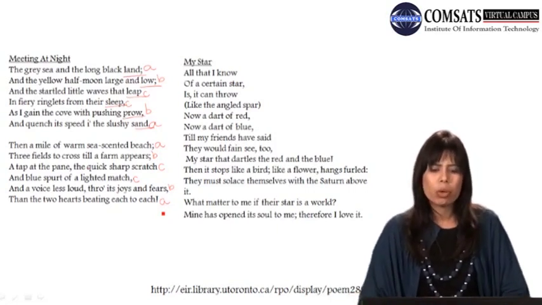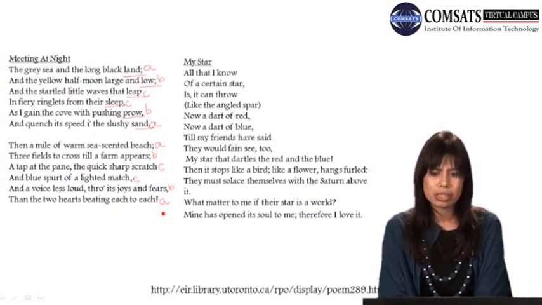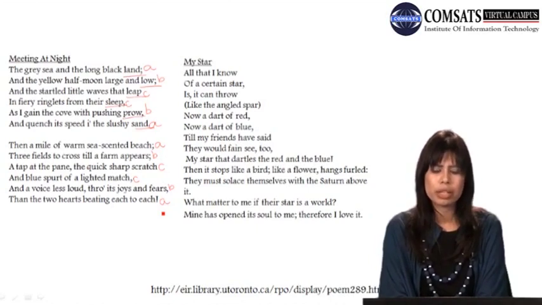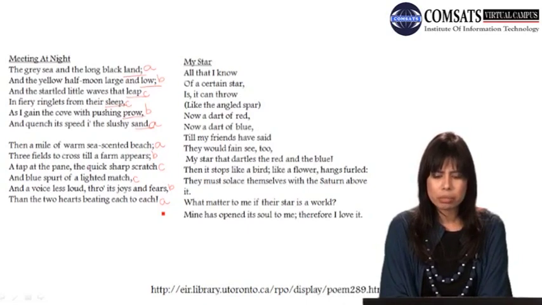All that I know of a certain star is it can throw, like the angled spar, now a dart of red, now a dart of blue; till my friends have said they would fain see, too, my star that dartles the red and the blue. Then it stops like a bird, like a flower hangs furled; they must solace themselves with the Saturn above it. What matters to me if their star is a world? Mine has opened its soul to me, therefore I love it.